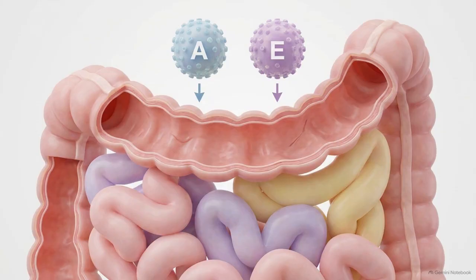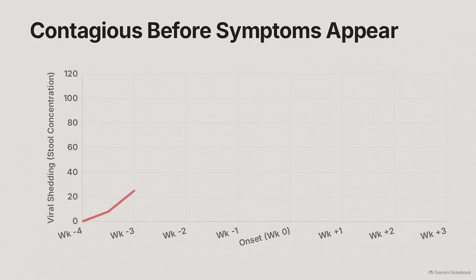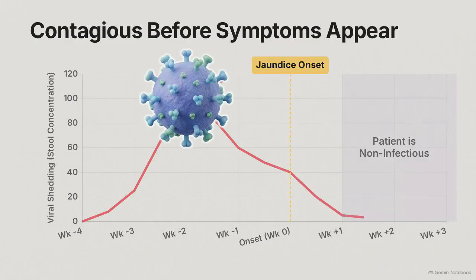The first cohort includes hepatitis A and E, which utilize the fecal-oral transmission vector. These viruses are primarily spread through water contamination and inadequate sanitation infrastructure. This chart reveals a challenge for infection control. In hepatitis A, peak viral shedding occurs 2 weeks prior to the onset of jaundice. 1 week after jaundice appears, the viral load drops and the patient is no longer infectious.